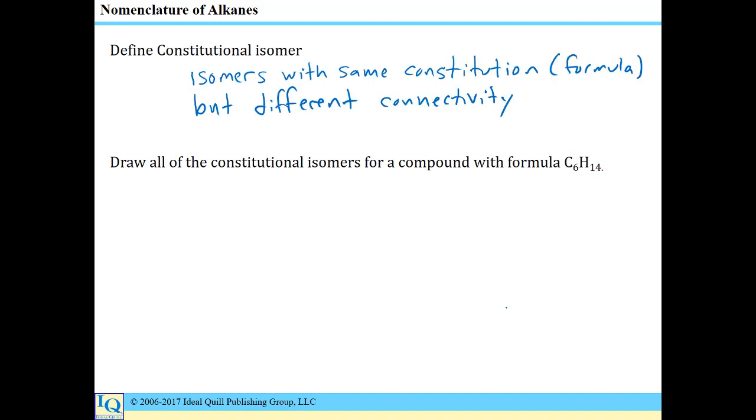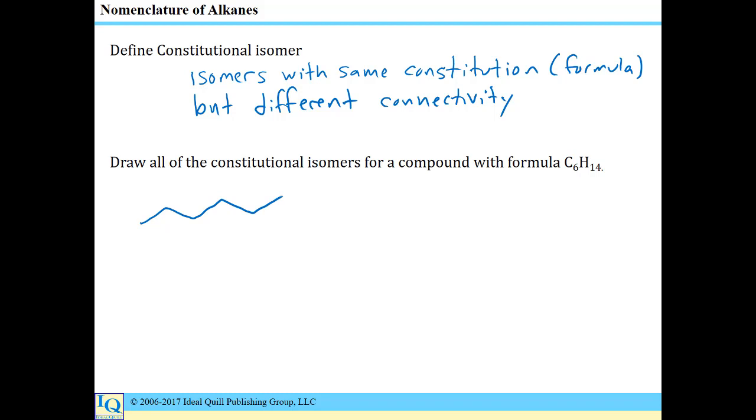Constitutional isomers are isomers having the same constitution, meaning they're made of the same atoms, they've got the same chemical formula, but they have different connectivity. The second part of this problem is asking us to apply our understanding of that definition to draw all of the constitutional isomers for a compound with formula C6H14. The first of these isomers is straightforward because we can just draw a linear alkane, hexane.